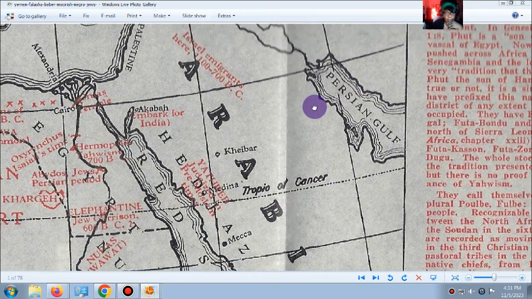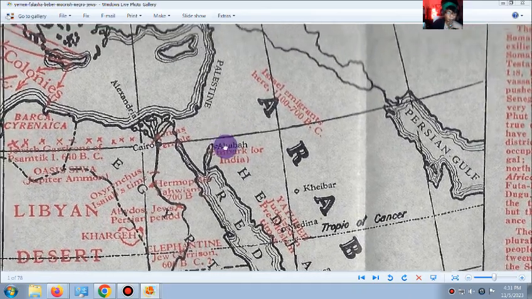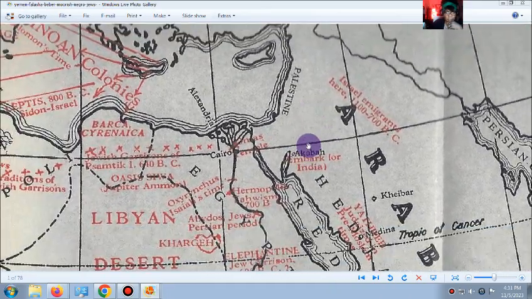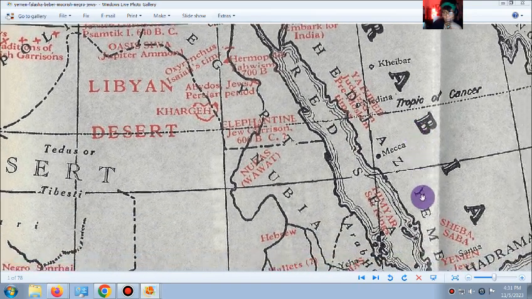I'm trying to look for, let's see, where is that at? Trying to look for Solomon. That's always so hard to find.